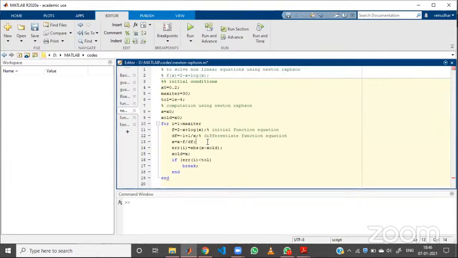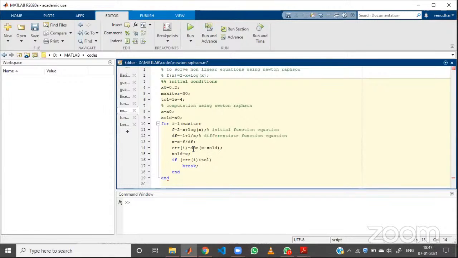What was the updated value of x? x equal to x minus f divided by df. This was the Newton-Raphson method. So every time the loop gets initiated, we update the value of x.